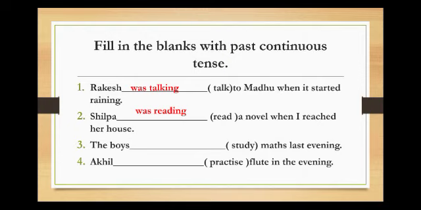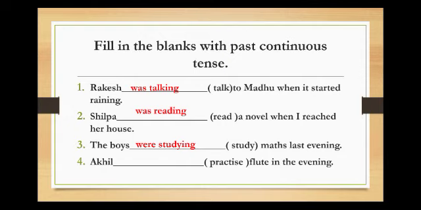The boys dash maths last evening. In this sentence, our subject is the boys and it is a plural subject. So children, if your subject is plural, then will you select was? No. You will select were. So the boys were and you will add ing to study. So your answer will be the boys were studying maths last evening.